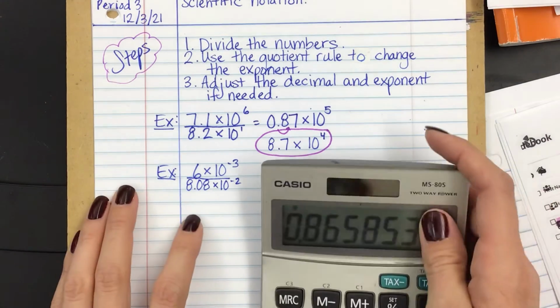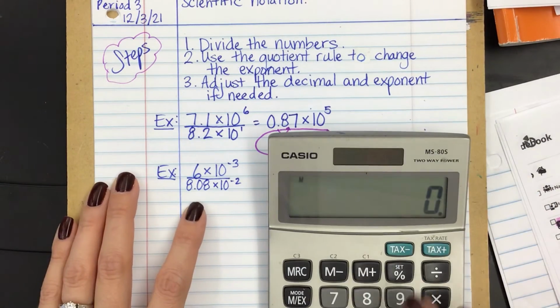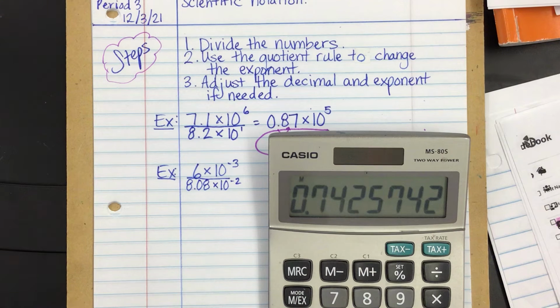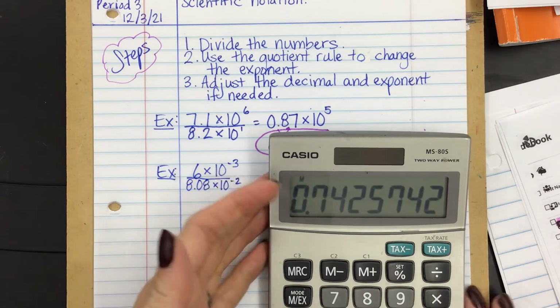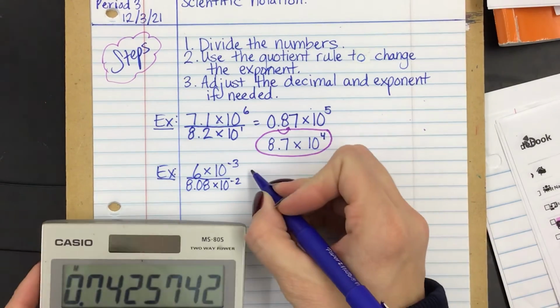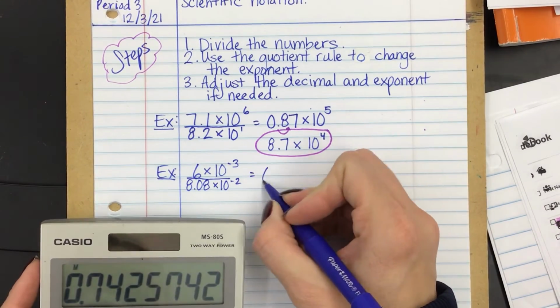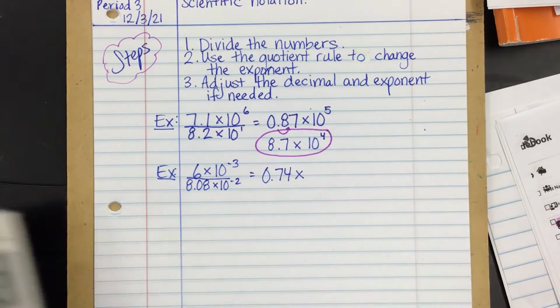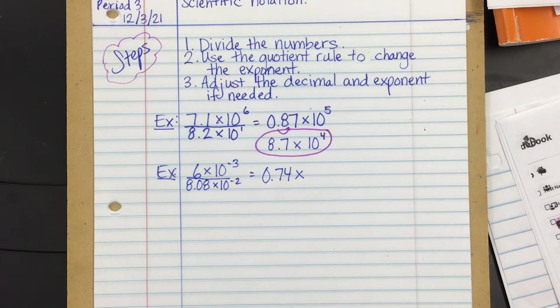So I'm going to divide 6 and 8.08. Okay, again, this is going on forever, or at least as far as we can see. So we're going to round it to the nearest hundredth. Now, the exponents.